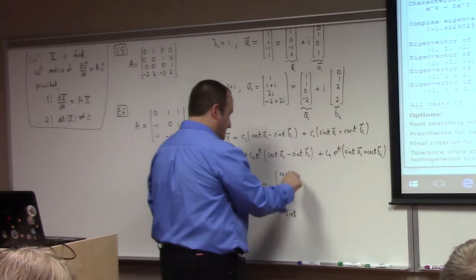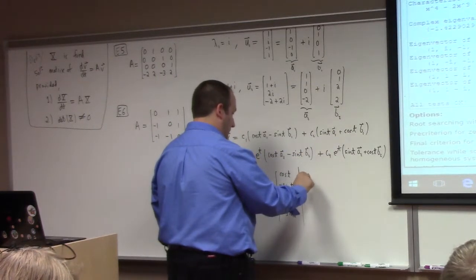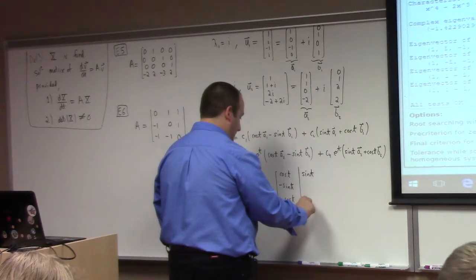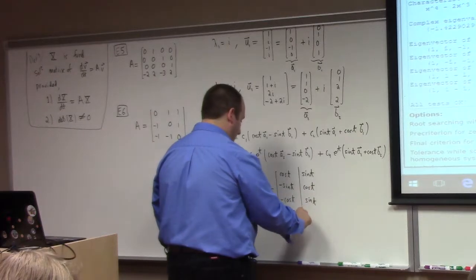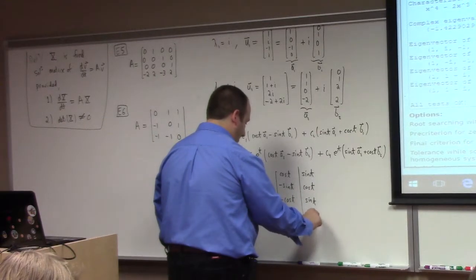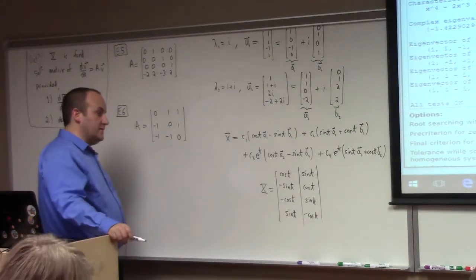For C2, we get sine where we had cosine before, and we get plus cosine where we had minus sine before. It's going to be a 4x4 matrix of functions.